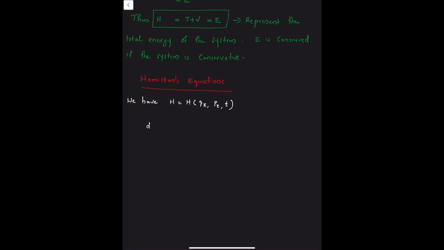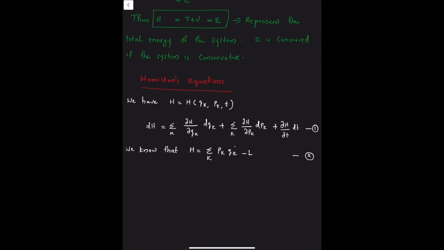Now, what is dH? dH is simply the sum over k of ∂H/∂qk dqk, plus the sum over k of ∂H/∂pk dpk, plus ∂H/∂t into dt. Let it be equation number 1. Also, we know that this Hamiltonian function H is equal to the sum over k of pk qk dot minus L. Now from this equation we can write dH. Let it be equation number 2.